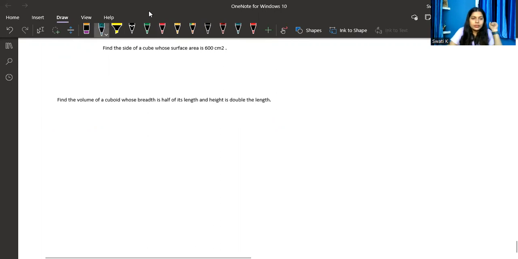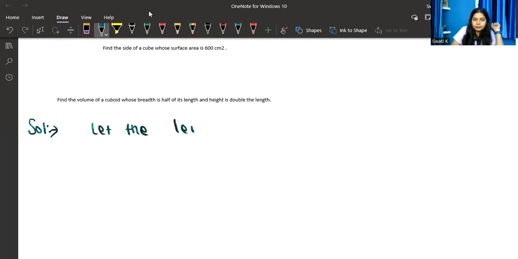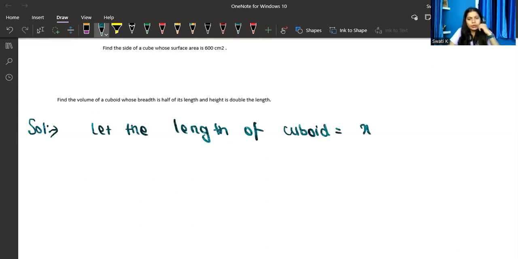So we know nothing about these lengths, widths, and height, so what we can do is start from a variable. We will start with: let the length of the cuboid be x. Okay, x meter, or centimeter, or x units we can say, because we're not given anything.